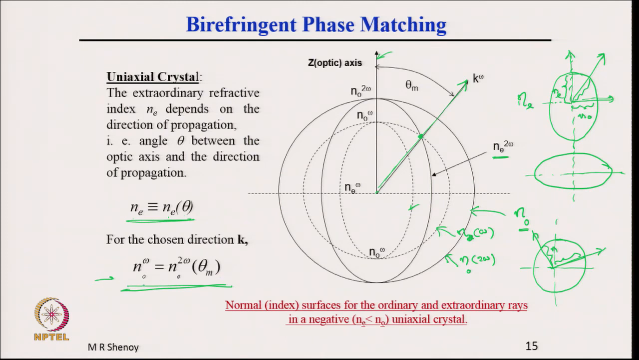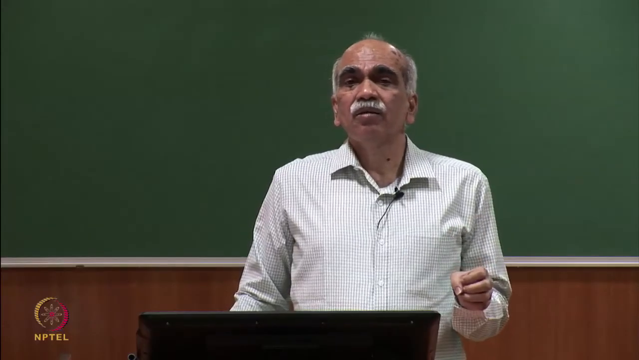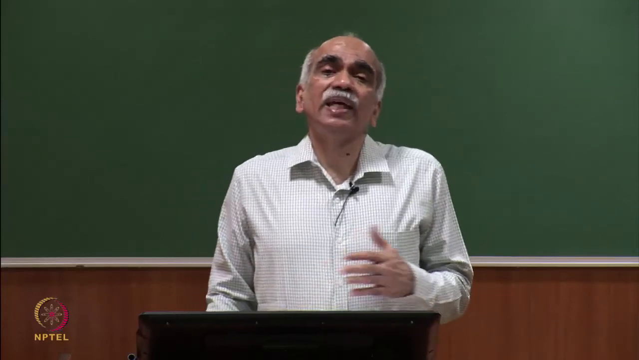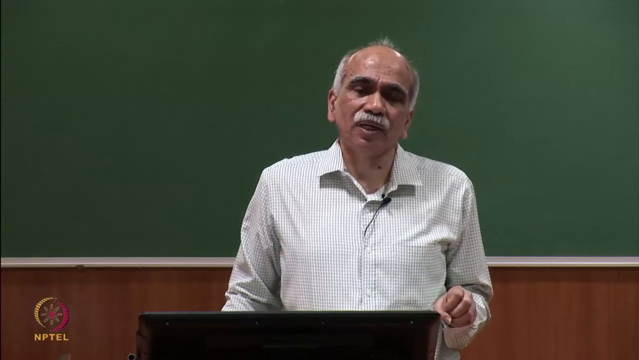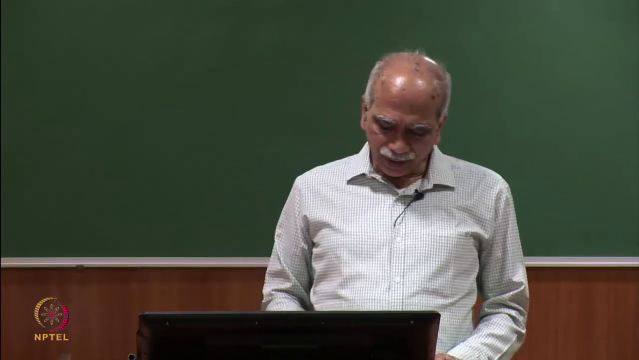Phase matching, namely the refractive index at the frequency omega equal to the refractive index at the frequency of 2 omega. Of course, in this case at omega we will have an ordinary wave, whereas at 2 omega we will have an extraordinary wave. This is what is meant by birefringent phase matching. So, birefringent phase matching is a technique by using which we can achieve phase matching between the fundamental wave, the omega frequency, and the 2 omega frequency.